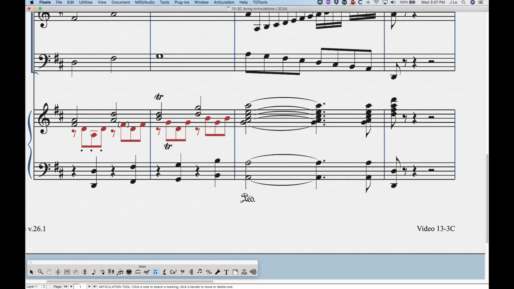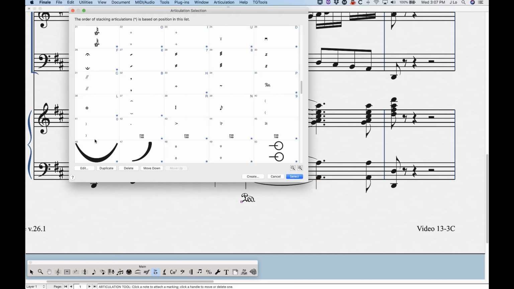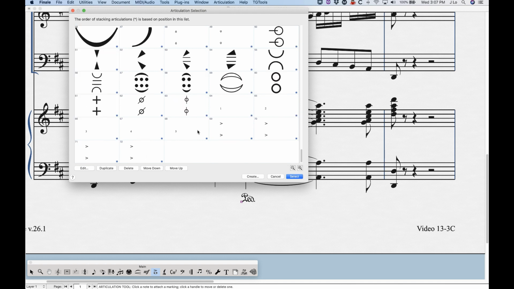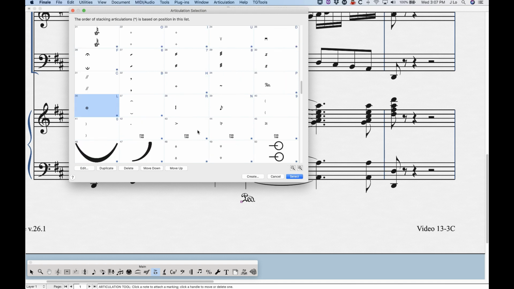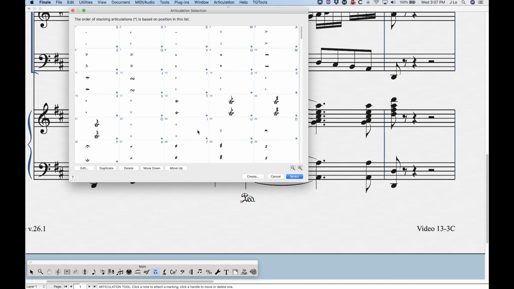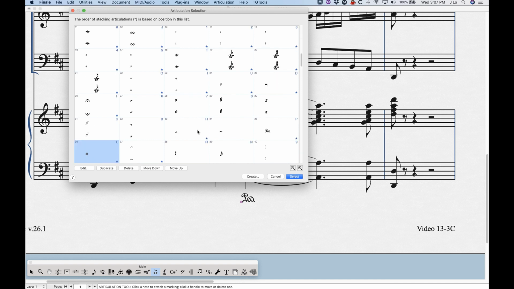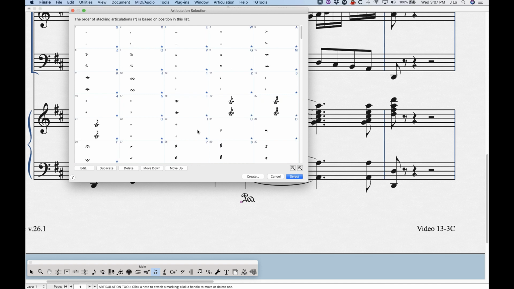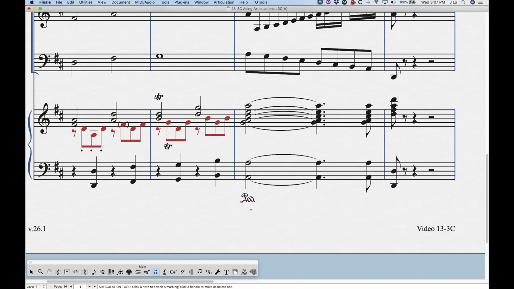And other than the pedal mark and the release mark that goes along with it, I don't know that there's any other ones that are currently set to below note. But if you wanted to have some fingering that was always below the notes, regardless of stem direction, you could set up a new set of fingerings for that, okay? Oh, one other thing I wanted to show you about the above note.